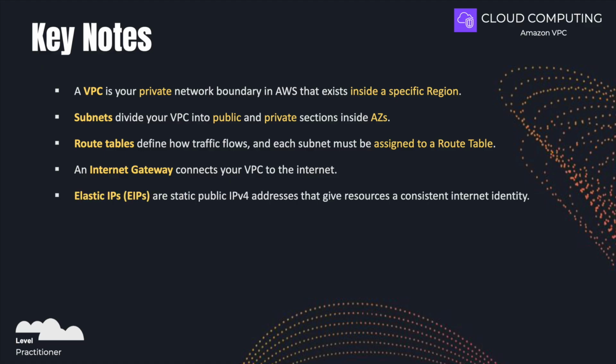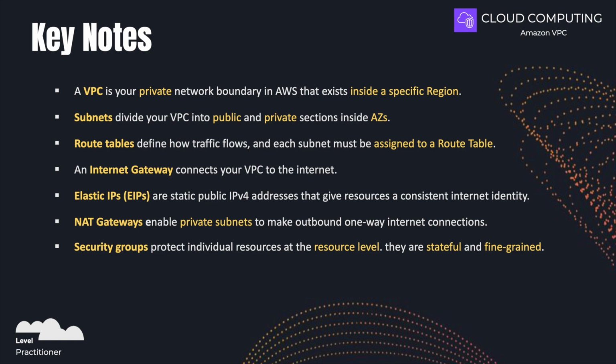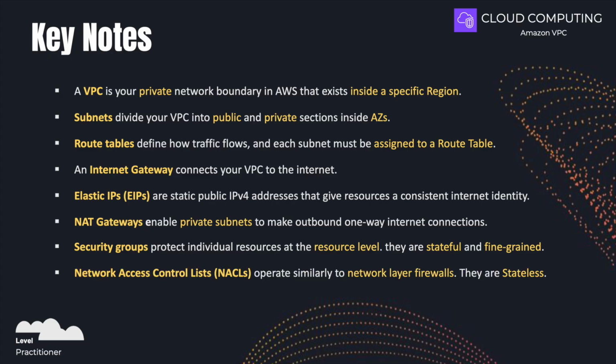Elastic IPs, or EIPs, are static public IP addresses that give resources a consistent internet identity. On a similar concept, NAT gateways enable private subnets to make outbound one-way internet connections. And on security terms, security groups protect individual resources at the resource level, and they are stateful and fine-grained. And at last, NACLs operate similarly to network layer firewalls, which are stateless.